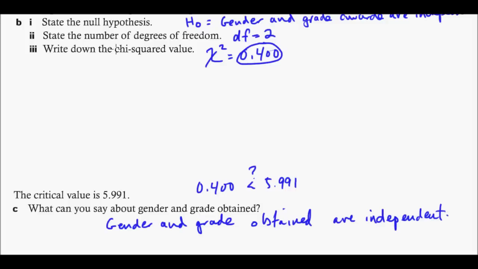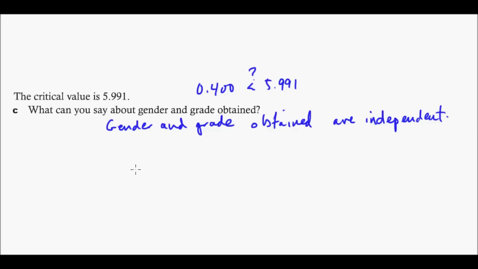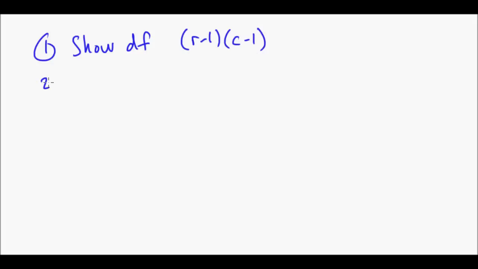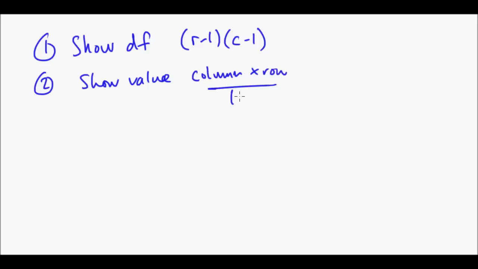Every single problem they do like this is pretty much the same. You go through the same things. What do you need to be able to do in these problems? You need to be able to show the degrees of freedom, and that's just rows minus 1 times columns minus 1. You need to be able to show the expected value, and that is just the column times the row over the total.